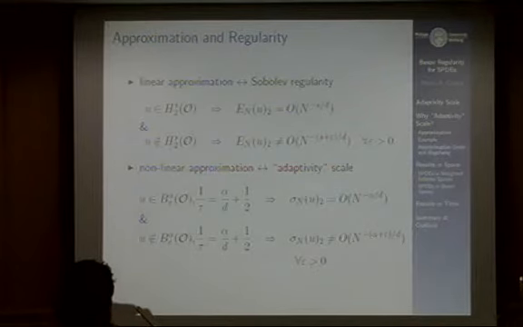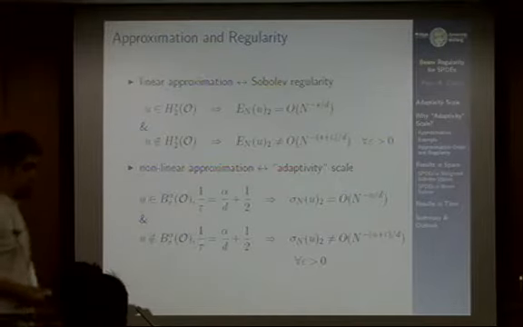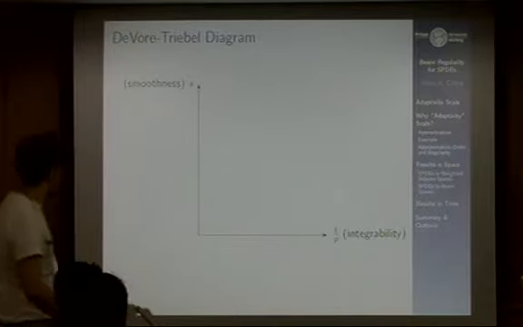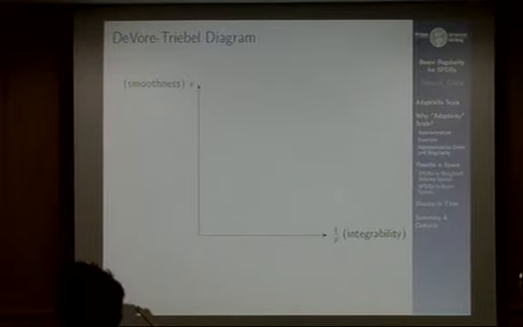The convergence rate of nonlinear approximation depends also on the regularity, but not on the Sobolev regularity. It's the regularity in this scale of Besov spaces, and if a function has alpha regularity in this scale, then the convergence rate will be again minus alpha over d. So to decide which one is better, we have to compare alpha and s, so the Besov regularity and the Sobolev regularity. Now this connection we can illustrate in a diagram named after DeVore and Triebel.